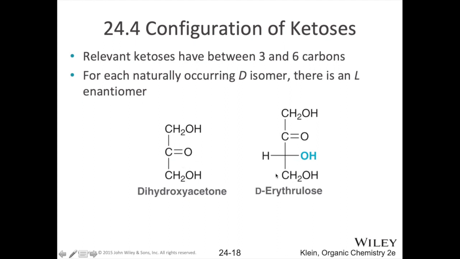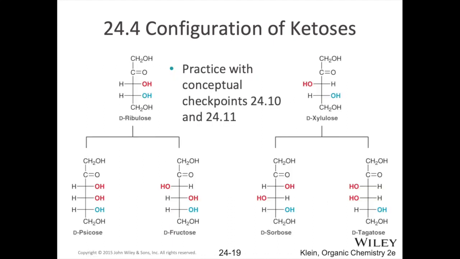Okay, so it's when we move up to a tetrose, a tetraketose, that we have our first introduction of a chiral center and the possibility of a D and an L isomer. So you can see here that as we insert more and more carbons, extending our carbon chain, we get more chiral centers and increase our number of possibilities.